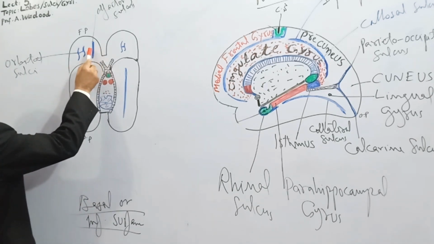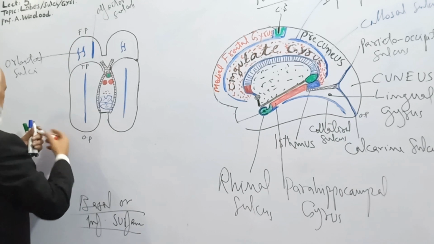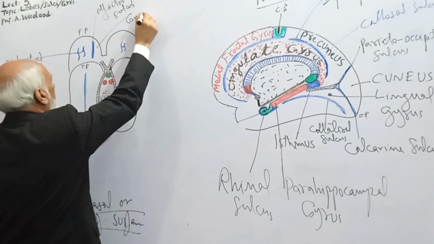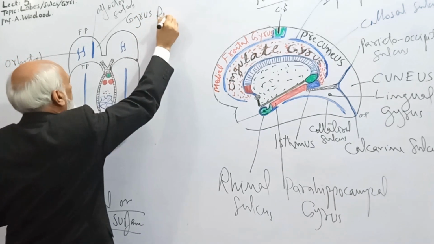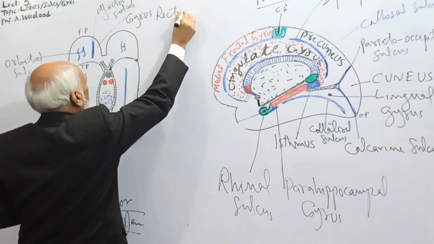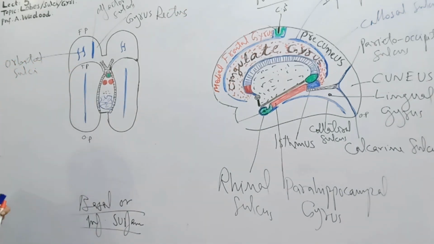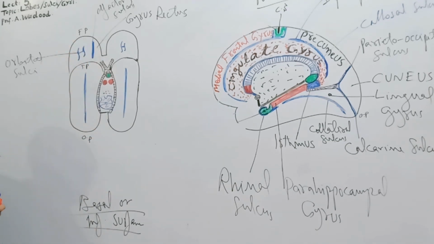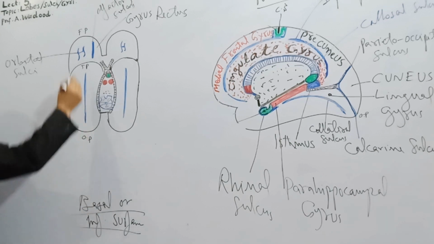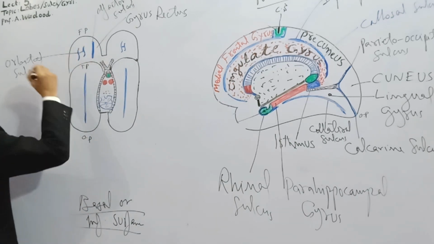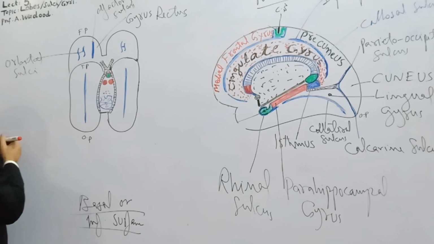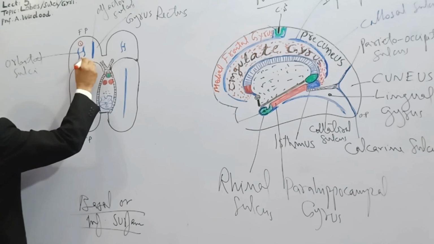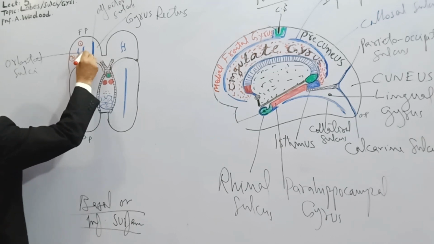Now this gyrus, which is medial to the olfactory sulcus, is known as the gyrus rectus. Rectus means straight. It's like the rectus femoris muscle. Then the rest of the orbital part of the inferior surface is traversed by H-shaped sulci. So around it there are orbital gyri, for example, number 1, number 2, number 3, and number 4.